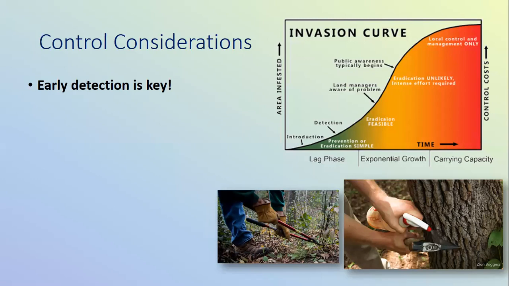So that being said, invasive species are out there, but the best thing that you can do is detect it early on when it hits your property and have an action plan that comes with that.